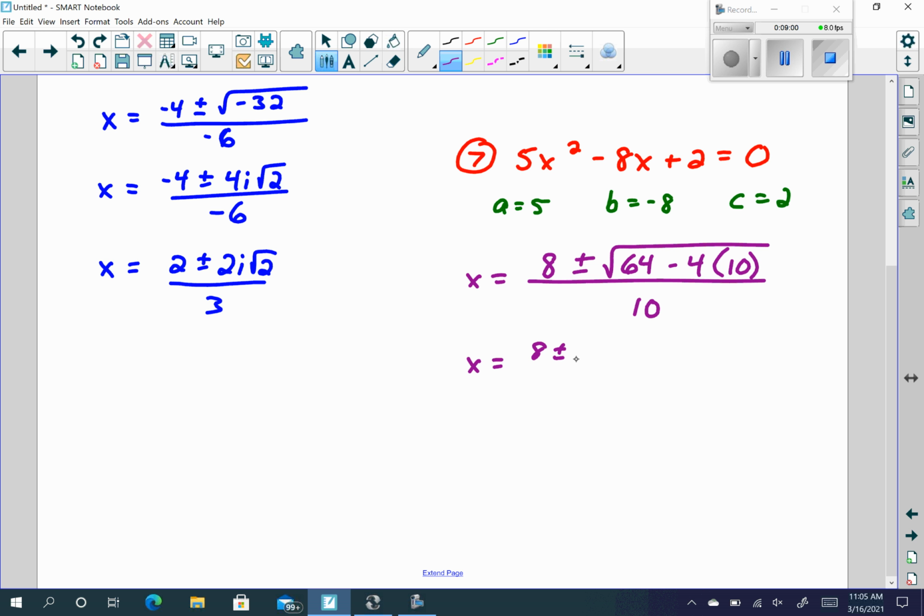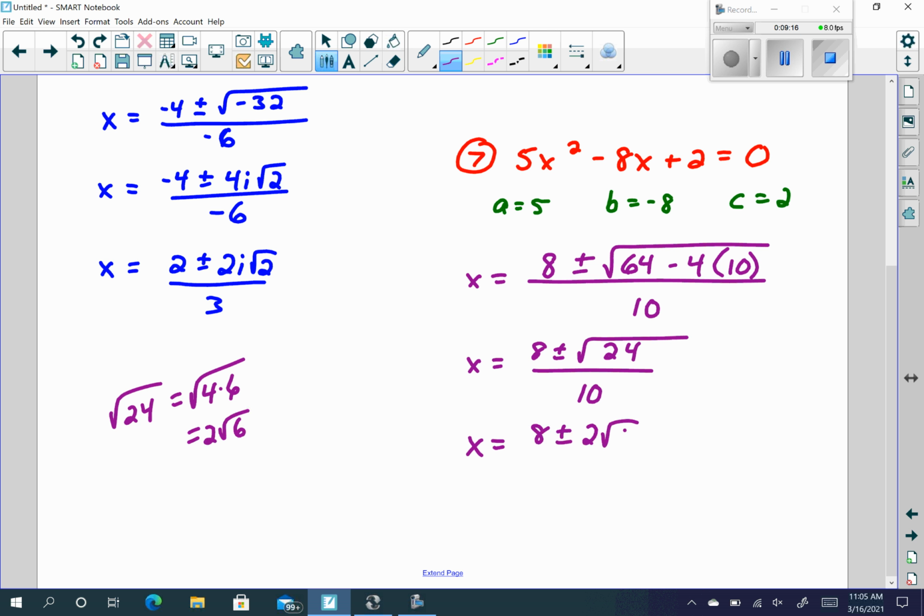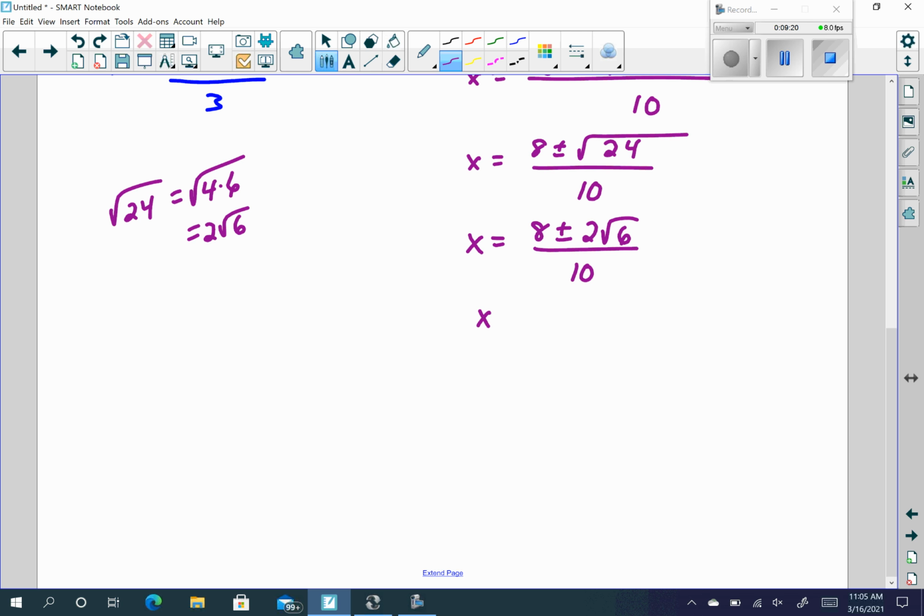So now it becomes 8 plus or minus. This becomes 64 minus 40, so we get 24 all over 10. We can simplify radical 24, factors into 4 times 6, so we'll get a 2 radical 6. So 8 plus or minus 2 radical 6 over 10. The 8, the 2, and the 10 can all divide by 2, so we get a 4 plus or minus radical 6 all over 5.